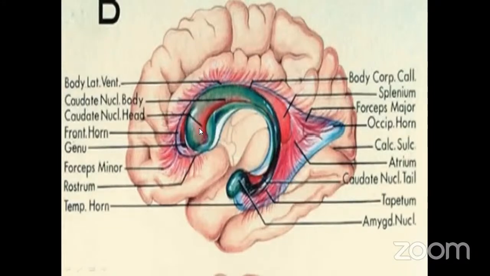This region is the head of the caudate. Then we have got a body of the caudate. We've got a tail of the caudate, and the tail finally terminates within the amygdala.